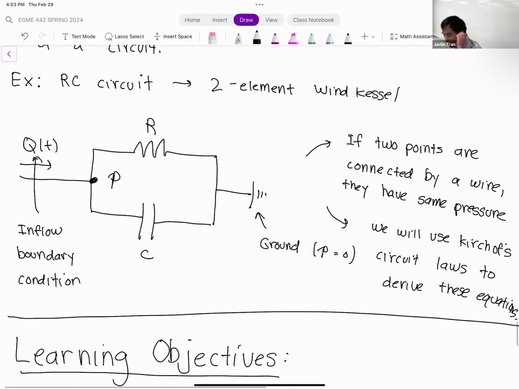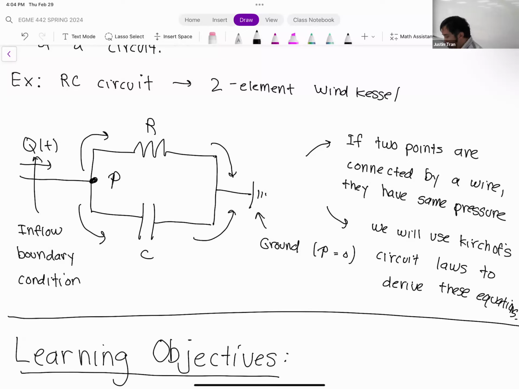All right, so this is the example that we're looking at. We have a simple RC circuit, with flow coming in. Our inlet boundary condition on the left is Q of t, which represents the flow of blood coming into this network. At a certain point, this blood is going to split: some of it goes to the resistor, some of it goes to the capacitor. Then once it passes through there, it meets up at the end and goes to ground. So it's a very simple model, a very simple Windkessel.